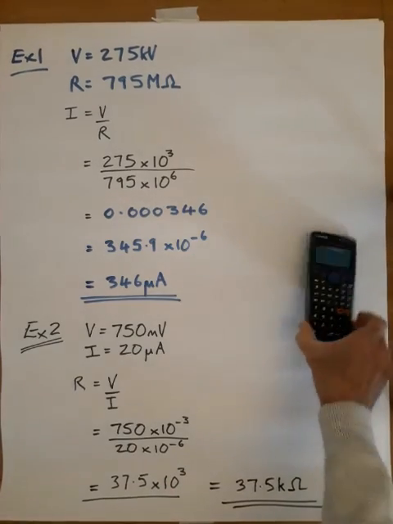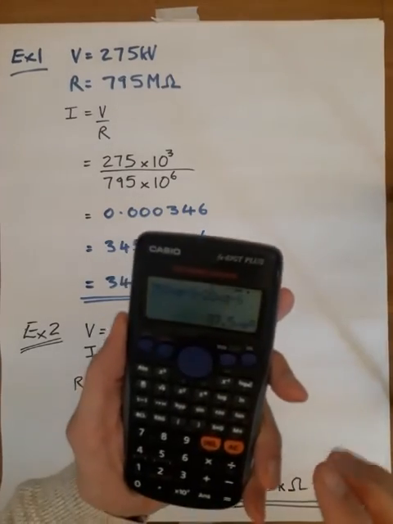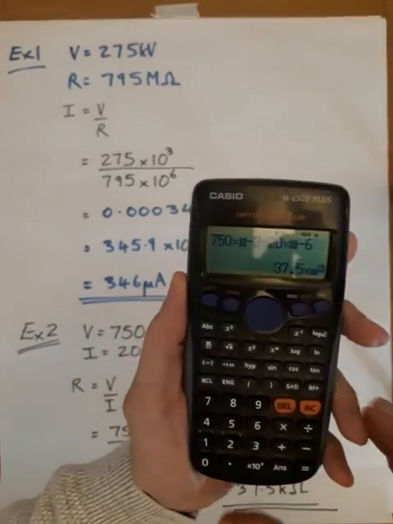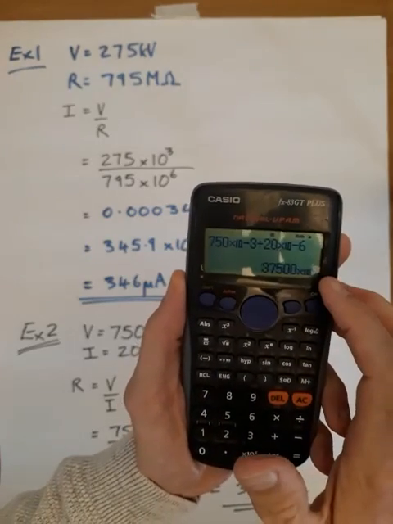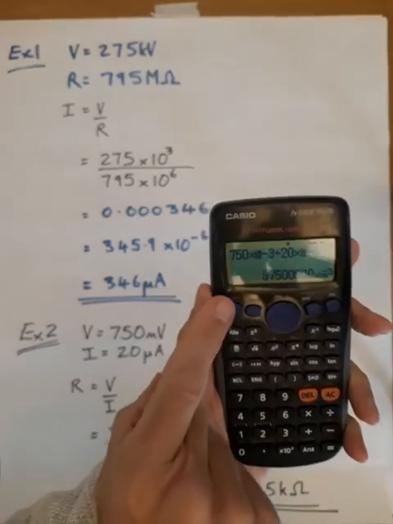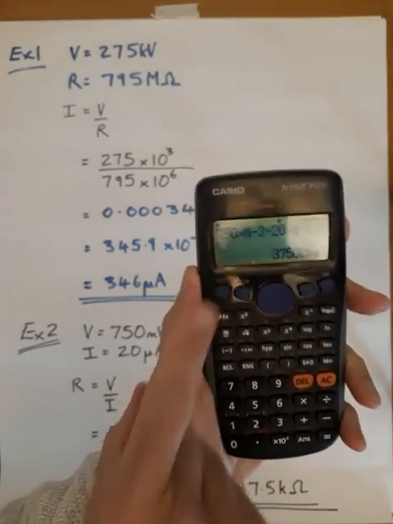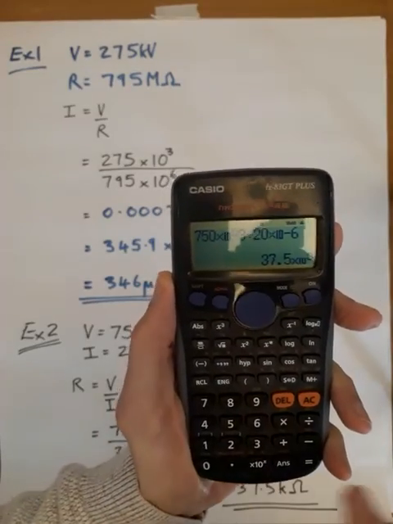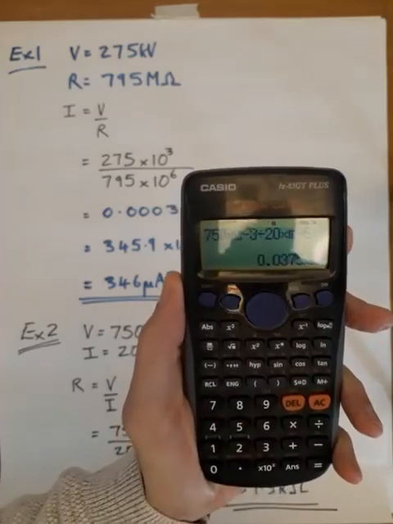Just want to come back, just use a few seconds. With the engineering button, if I press Eng again, it'll keep moving the decimal point. If I press Shift Eng, it goes back. Shift Eng goes back. That is a very useful button for us.